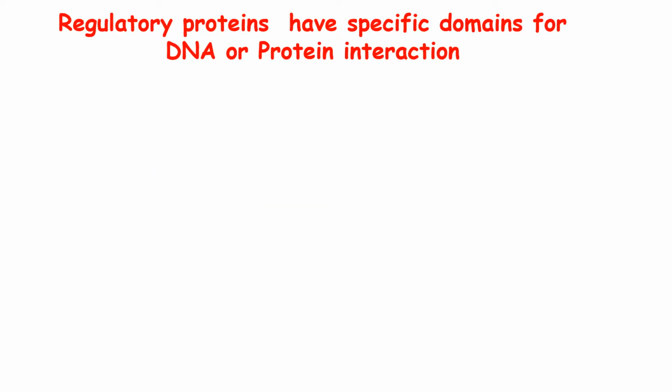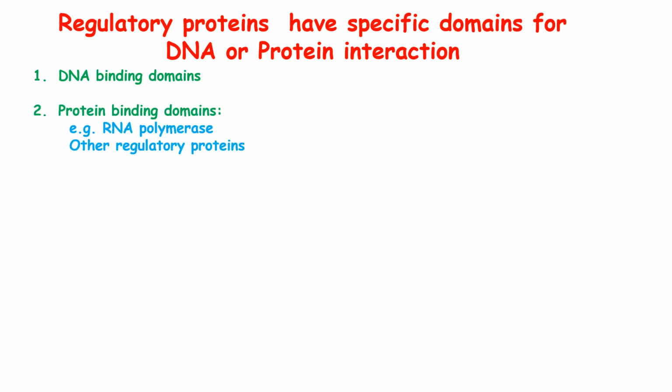What does a regulatory protein do? It goes and binds to the DNA at a specific position, interacts with other regulatory proteins, and causes either turning on of the transcription or turning off of the transcription. In order to mediate that effect, it should be capable of binding to DNA. So it should have a DNA binding domain, and it should be capable of binding to other proteins.